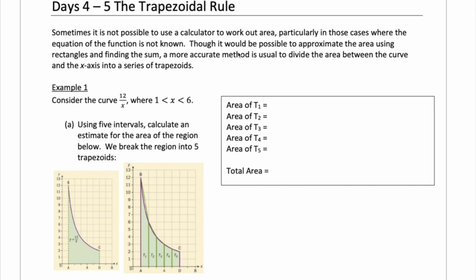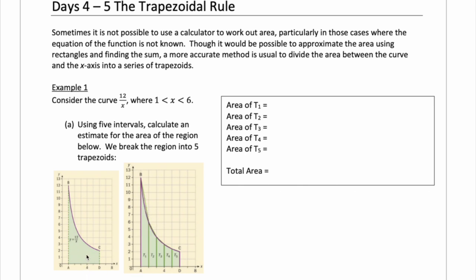Sometimes it's not possible to work out an area exactly. We need to do an estimation, and one way to do that is with a series. You can use rectangles, but a trapezoid gives you a bit of a better approximation.